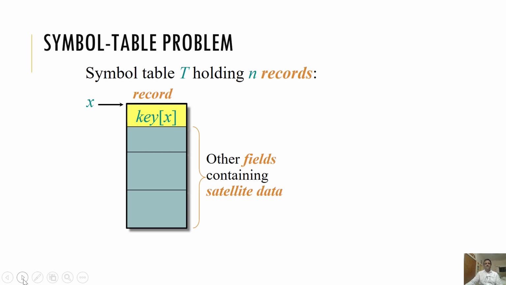So this is what is called the symbol table problem. What is the problem? The problem is we are given some records. We are given n records, and each record is like this.